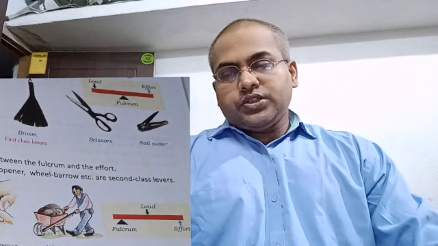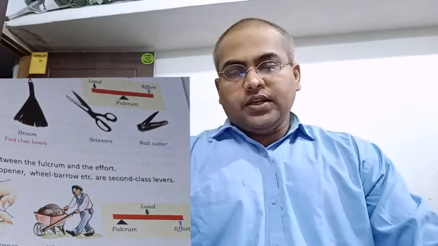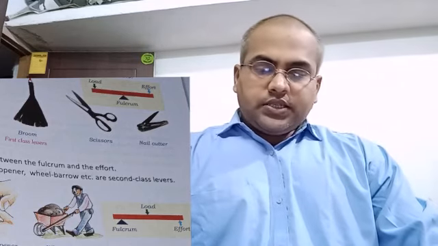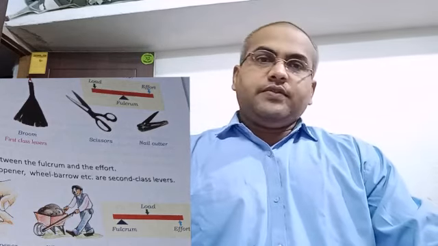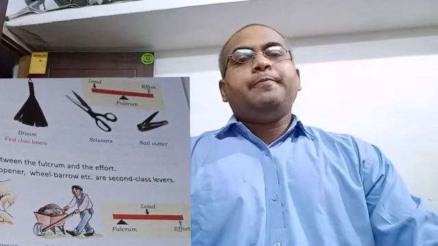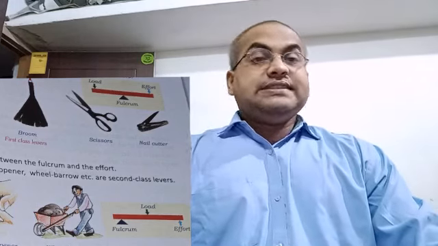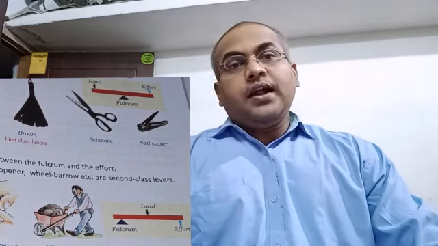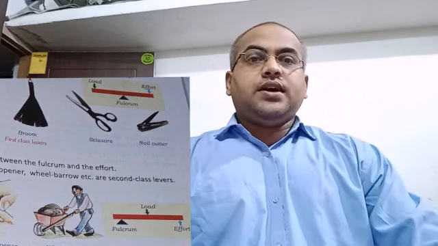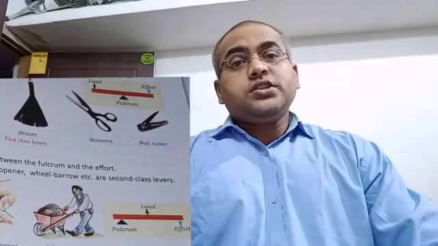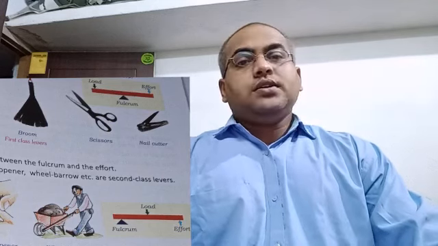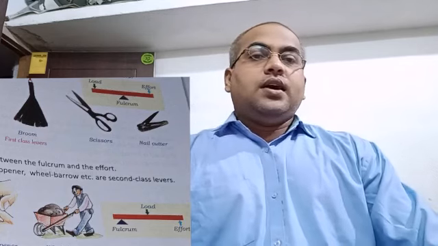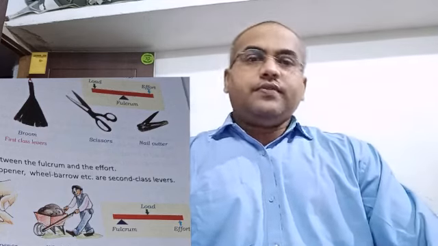Now comes the next question, how is a first class lever different from second and third class lever? So the answer is here, in first class lever the fulcrum is in between the load and effort. In second class lever the load is in between the fulcrum and effort. And in third class lever the effort or the force is in between the fulcrum and the load. So in this way we can understand the three classes of levers.